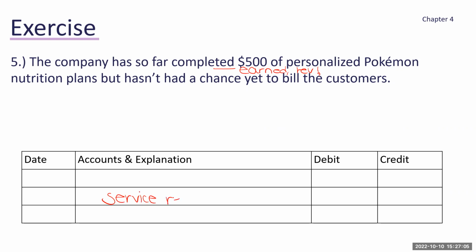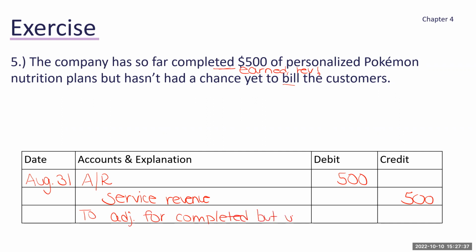So service revenue totaling $500 at the end of the period, August 31st. So far, we've completed $500, but we haven't had a chance yet to bill the customers. Because we haven't billed them, we haven't recorded it. Now's the time to record it. And accounts receivable to adjust for completed but unbilled work.